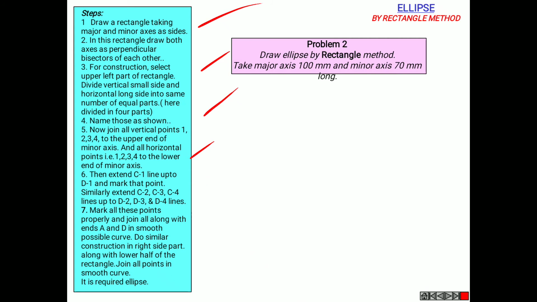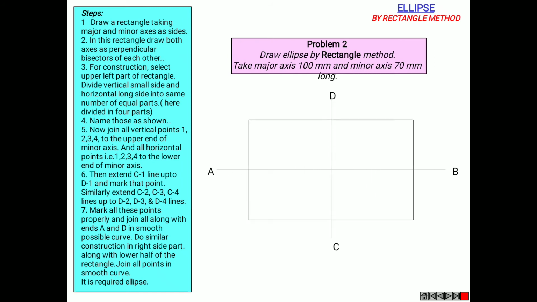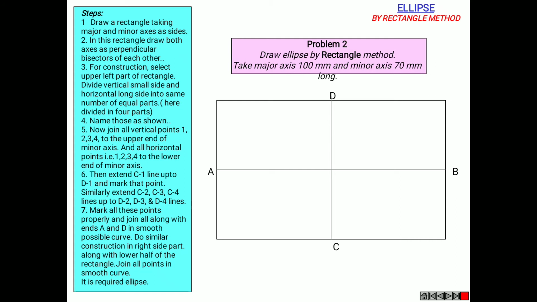Okay, then we will move on to the diagram. We will move according to the steps. So draw a rectangle taking major axis and minor axis. See, with the major axis AB and minor axis CD, we have drawn a rectangle. Again, in this rectangle, draw both axes as perpendicular bisectors of each other.